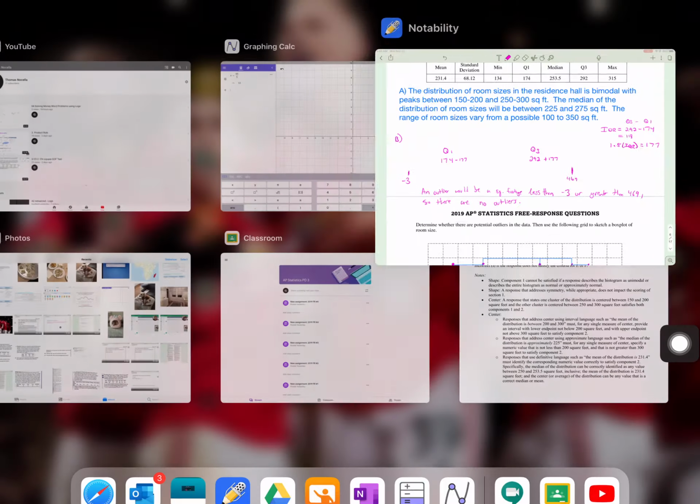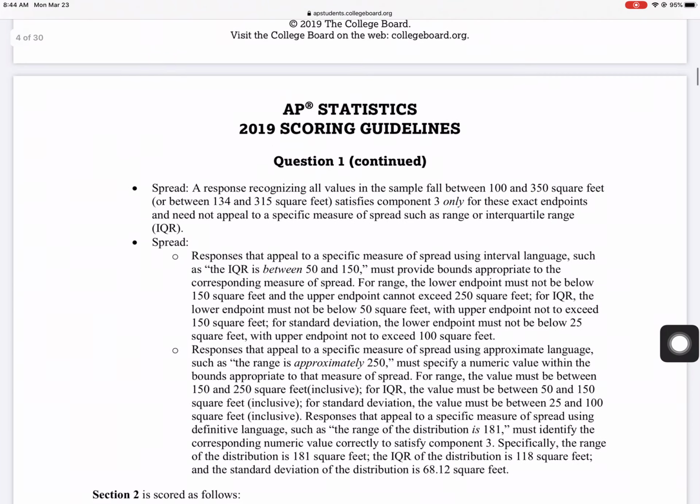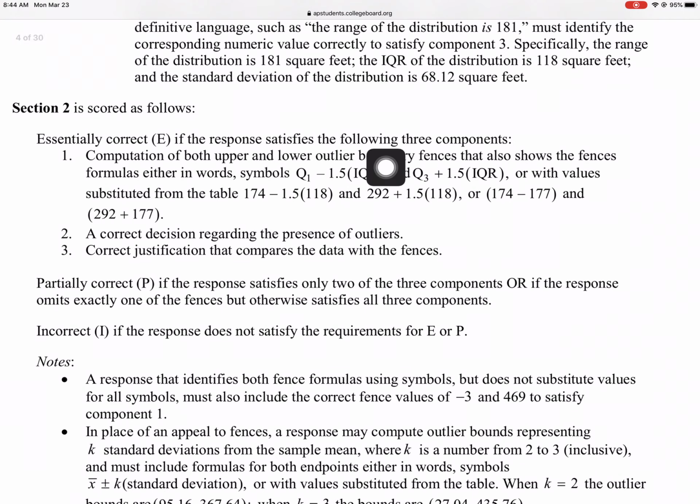Now, what do we need for full credit in section B? Let's go take a look. Essentially correct if it satisfies the following 3. Computation of both the upper and lower bound fences, we did that. A correct decision, we did that, no outliers. And then the last part, correct justification that compares the data with the fences. Okay, so I did not do that.